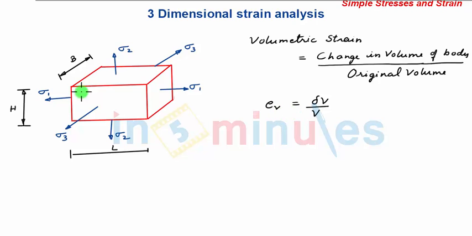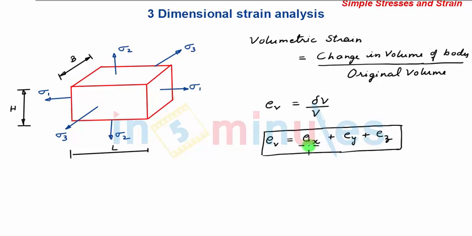Now volumetric strain for a three-dimensional body comes out to be equal to the algebraic sum of Ex plus Ey plus Ez. We straight away write this relation without deriving it. In this equation we can see that volumetric strain is the algebraic addition of strain in the x, y and z direction. If the strain in any of the directions is negative strain, we substitute the negative value in this equation so as to get the total volumetric strain.